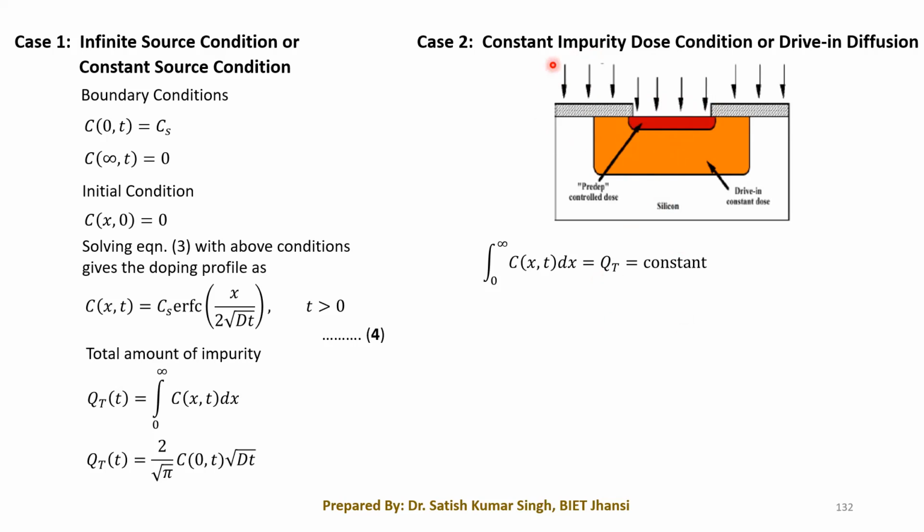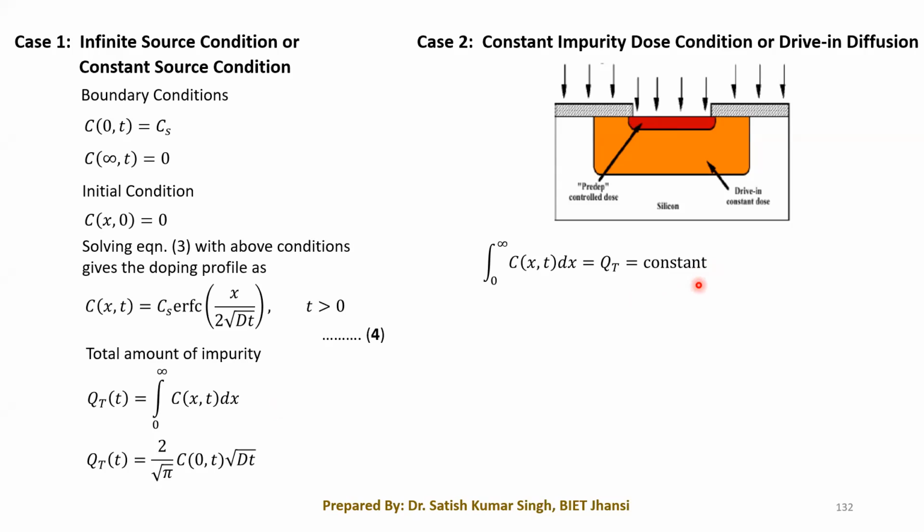This constant impurity dose condition can be written by this equation: the integral from 0 to infinity of C(x,t) dx equals the total dose of the impurity, whatever we have calculated over here. So it will be equal to a constant. It is not going to change.